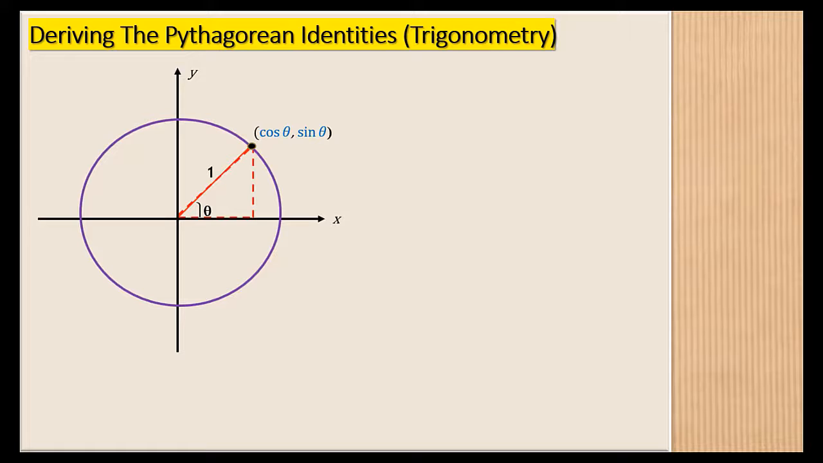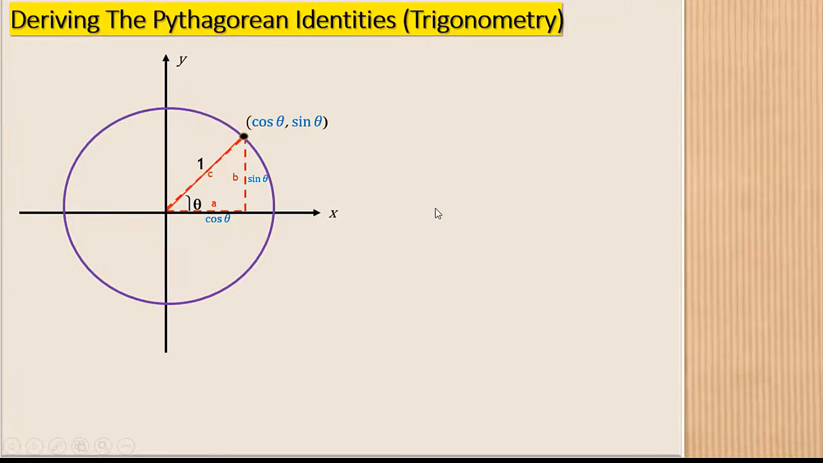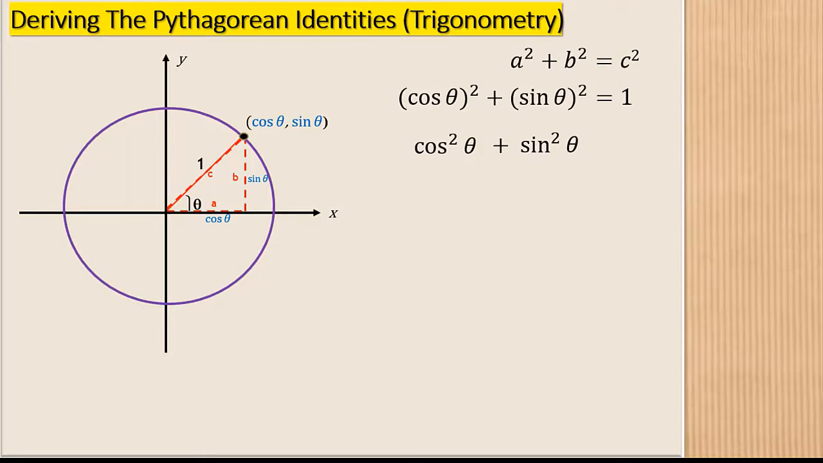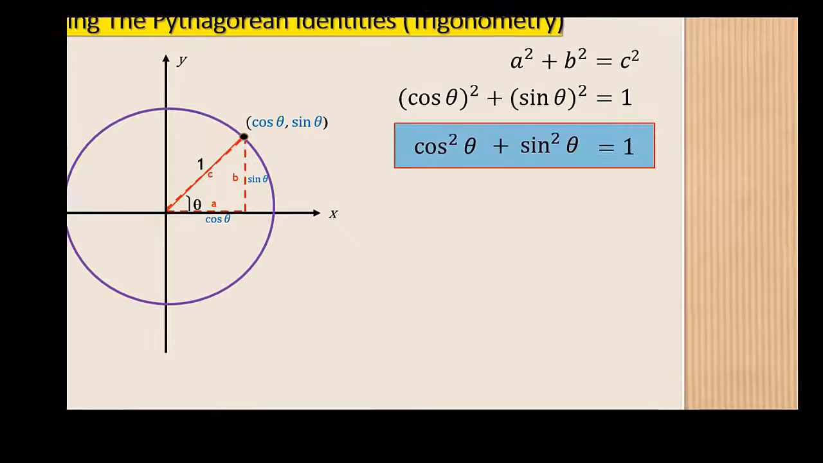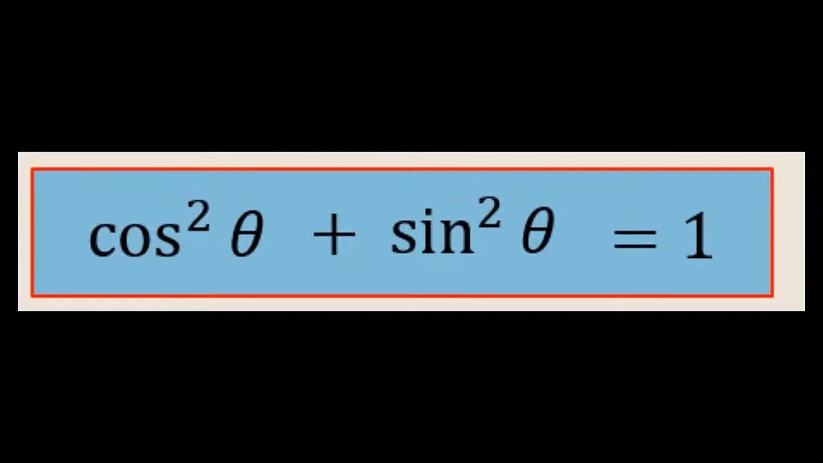To derive these identities, we are going to draw a triangle from that point, and notice that the lengths of these two sides are cosine theta and sine theta. The length of the hypotenuse of this triangle is 1. From the Pythagorean theorem, a squared plus b squared is equal to c squared, we substitute the values of the sides into this equation. We have cos squared theta plus sine squared theta is equal to 1. This is the main Pythagorean identity.